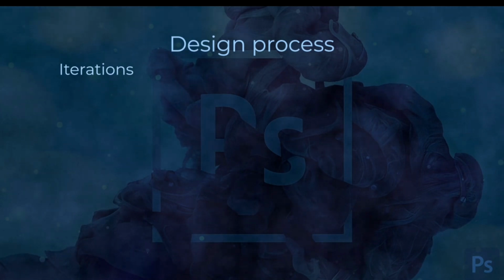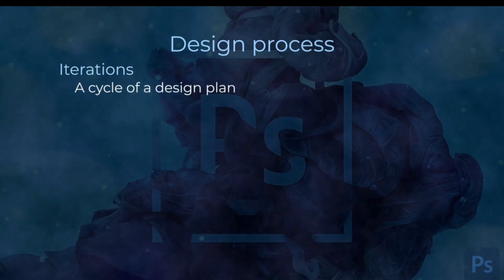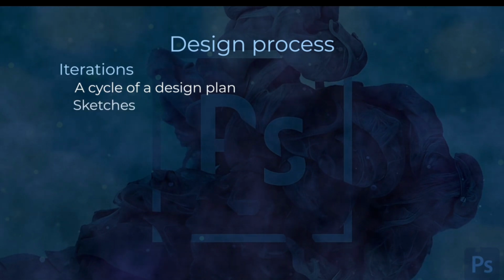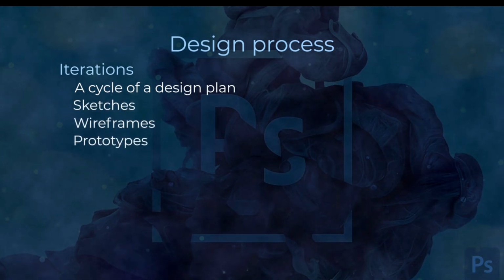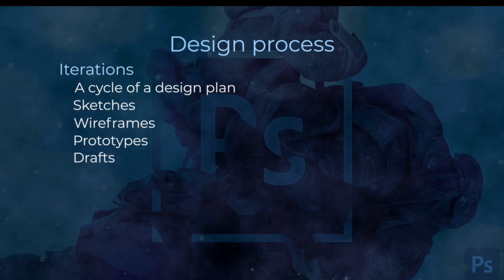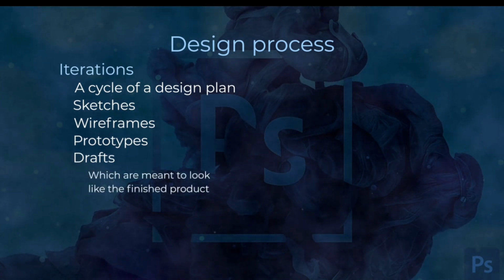Iterations are part of the design process. An iteration is a cycle of a design plan. Sketches, wireframes, and prototypes are all examples of iterations. So are drafts, which are meant to look like the finished product.